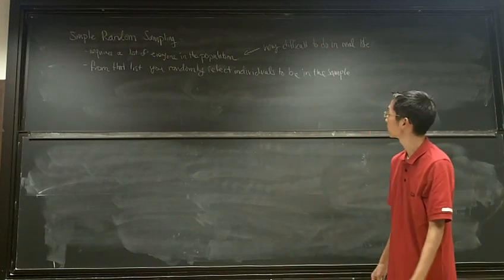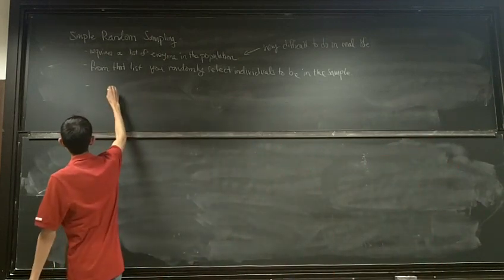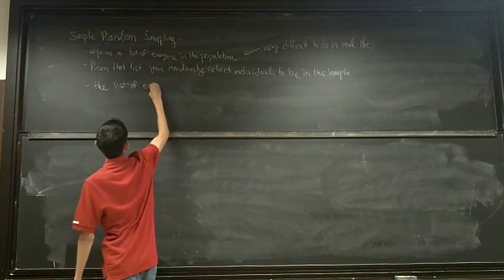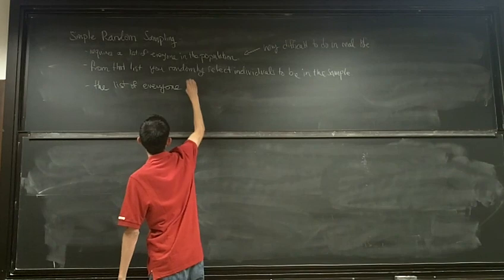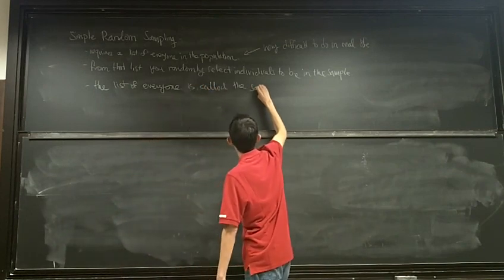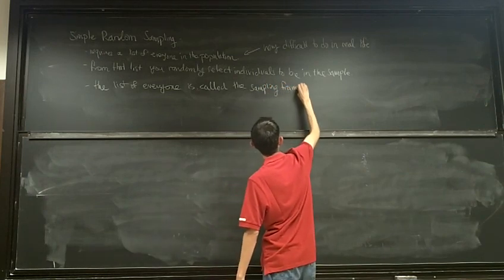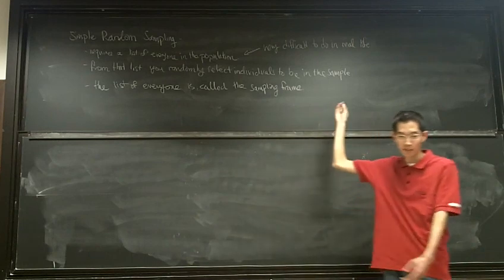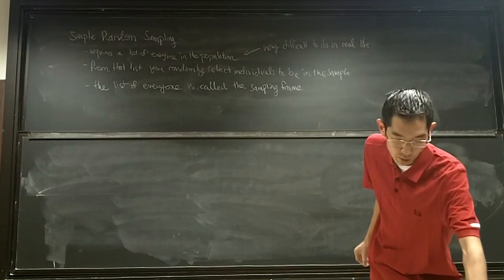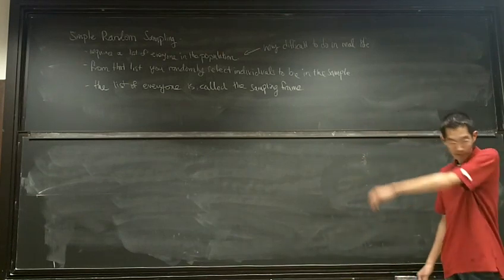So simple random sampling requires a list of everyone in the population. That list is known as the sampling frame. The list of everyone. And the integrity of the sample depends on the sampling frame. If the sampling frame is no good, your sample is going to be no good.